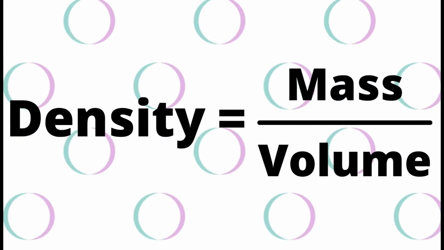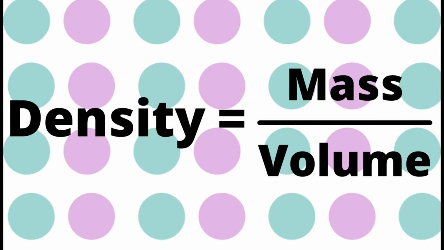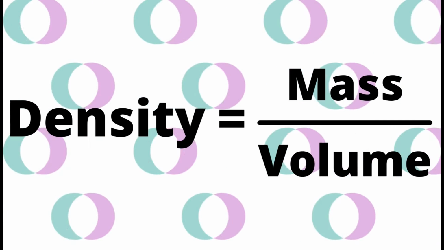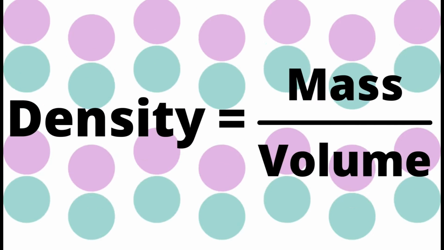The science secret for today's experiment is density. Density is a measure of how much mass is contained in a given unit volume. Density equals mass divided by volume. If mass is a measure of how much stuff there is in an object or liquid, density is a measure of how tightly that stuff is packed together.